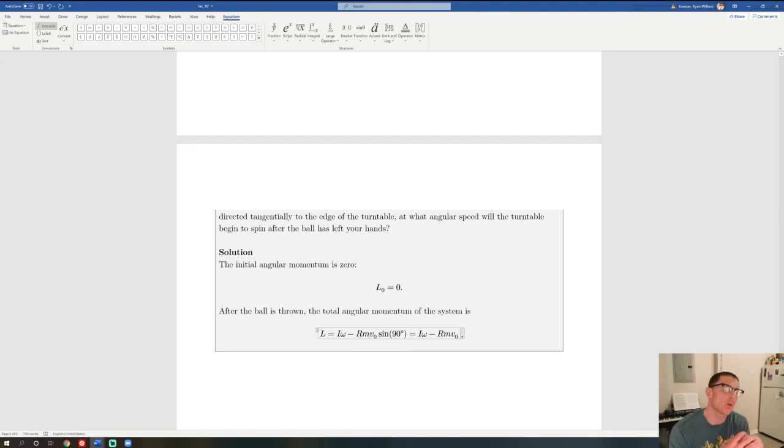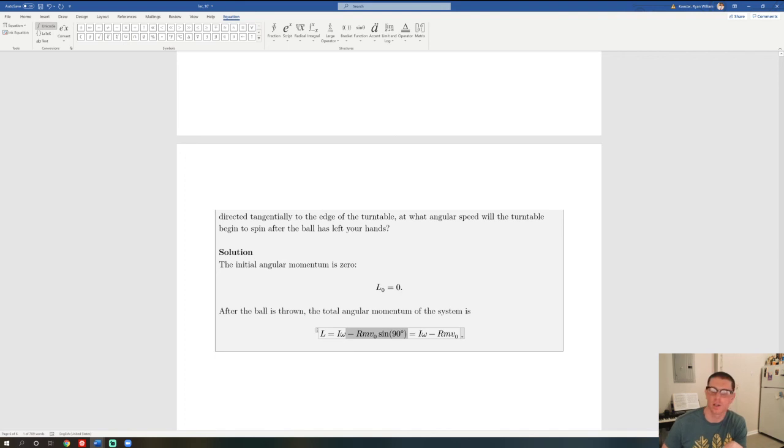Now, you might be wondering, how do I know that the turntable is going to start to rotate the way that I said, which is counterclockwise as viewed from above? And I know that because I know that the initial angular momentum is 0. And remember I accounted for the sign of the angular momentum of the ball, because it is a vector, with the minus sign here. So I would suggest that you make sure you understand why that is. It just has to do with what we were saying about cross products and the vector nature of angular momentum.